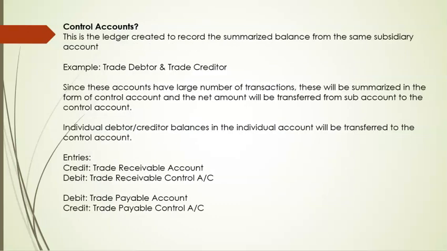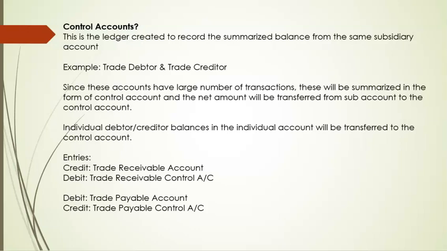Secondly, you can see control accounts. What are control accounts? This is the ledger created to record the summarized balance from the same subsidiary accounts. Let's say you take the trade debtor account. You can see there will be a number of customers in the trade debtor account. Individual customer accounts will be there.